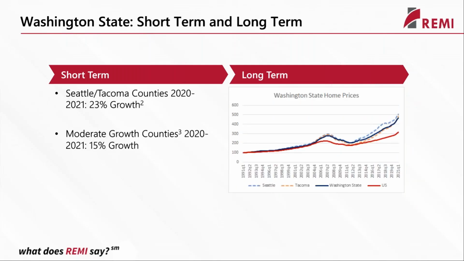All right, now the analysis that we're doing today will focus on Washington State, and so we wanted to share some of the same metrics for that state as well. If you're comparing the Seattle and Tacoma counties from January 2020 to January 2021, you see a 23% growth. So even higher than the national average. And then this is a distinction that we'll explain in just a couple of slides, but the next 10 moderately growing counties, by Washington standards at least, saw a 15% growth in the last year as well.